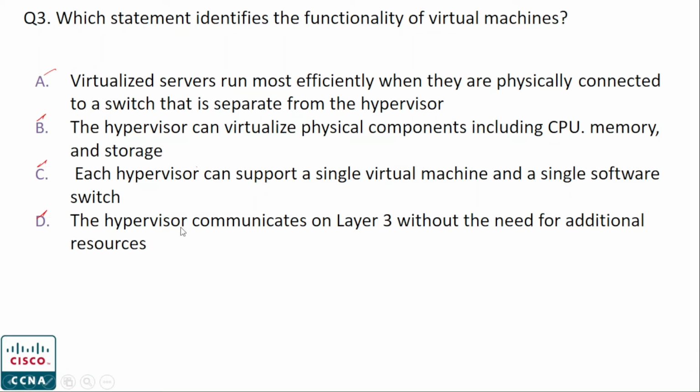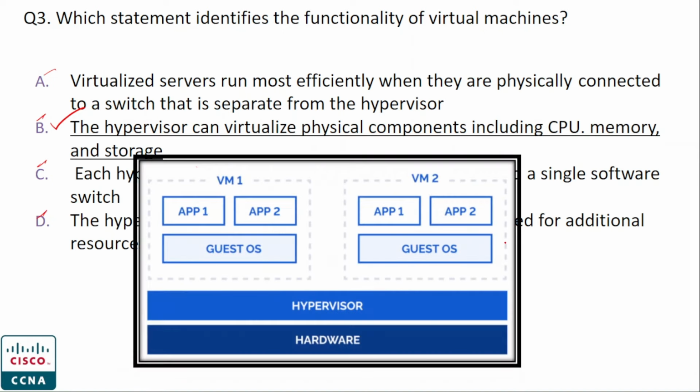And the correct option is option B. The hypervisor can virtualize physical components including CPU, memory, and storage. So how does this work? This is a representation of the virtualization platform. We have hardware at the lowest layer. Above the hardware, we have the hypervisor, and above the hypervisor we can install different guest operating systems, and upon these guest operating systems we have the application.